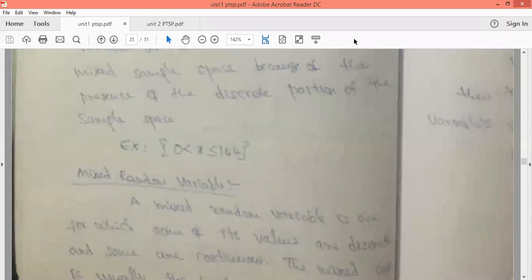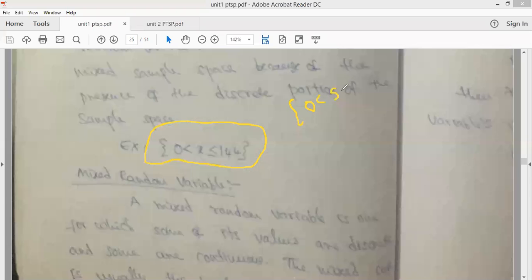For example, this is an example of a continuous random variable. What is your sample space? The sample space has the values 0 less than s less than or equal to 12. The random variable X of s is defined as s squared. Every value of s is squared. So what is your X of s now? X of s will be 0 less than x less than or equal to 144. So this is the continuous random variable.